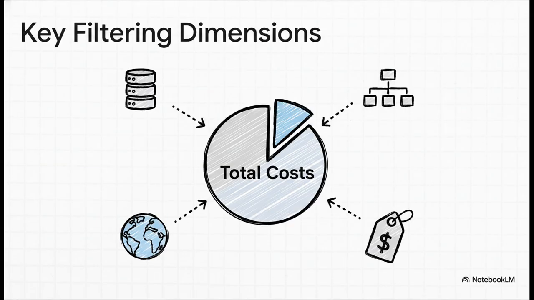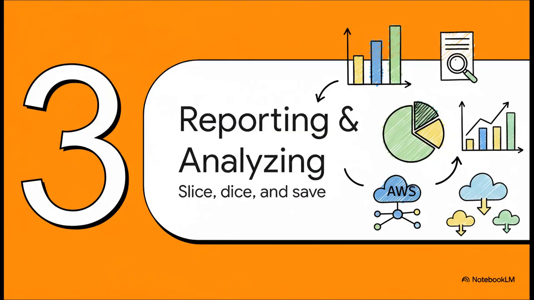So how do you actually slice and dice all this data? Well, you've got some powerful filters. You can filter by service, like EC2 or S3. You can filter by a specific linked account in your organization, by region, or, and this is a big one, by your cost allocation tags. Think of these as your primary levers for digging deep into your costs and finding where you can save some cash.